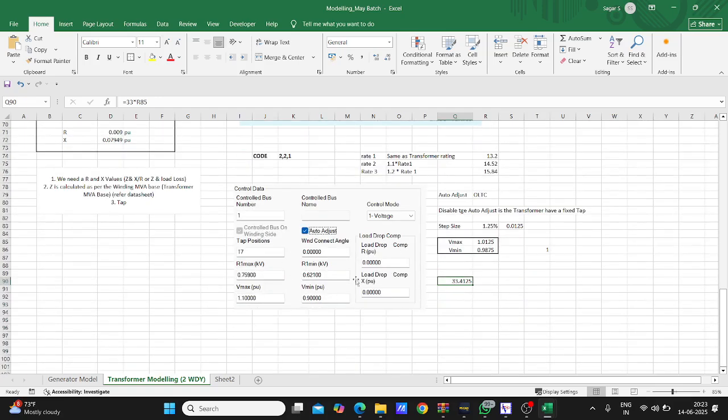So this V maximum and V minimum is very important, and it should be there. Suppose you're keeping 1.1 here, your tap is not applied until your voltage reaches 1.1. When it reaches 1.0125, the tap will apply automatically. If it reaches 1.025, it will automatically apply. If it has not reached, then the tap will not apply. So the V maximum and the V minimum which you give is a very important point that we need to take care of.